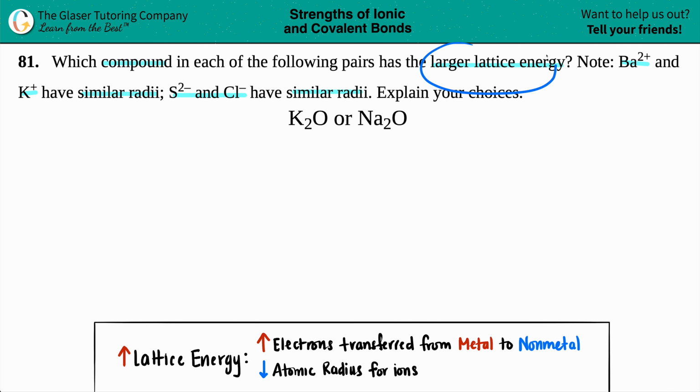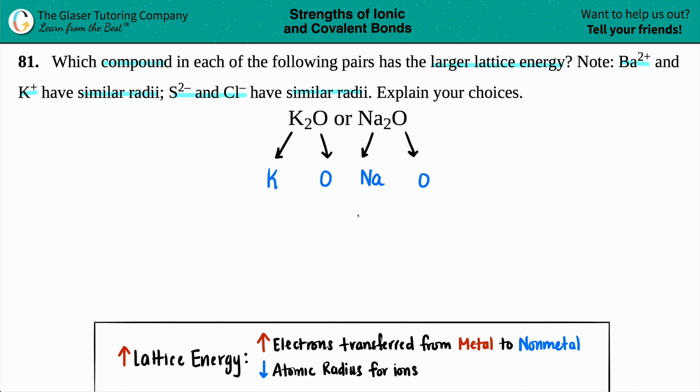Which one of these will have the larger lattice energy? Now, a lattice energy is the energy needed to break down this ionic compound into its ions. So the first thing I'm going to do is break these ionic compounds into their ions and see what's going on here. So potassium and oxygen will split from each other and act as two separate entities from K2O. Then we have sodium and oxygen when they split from Na2O.